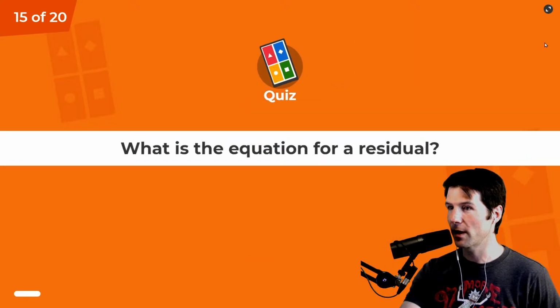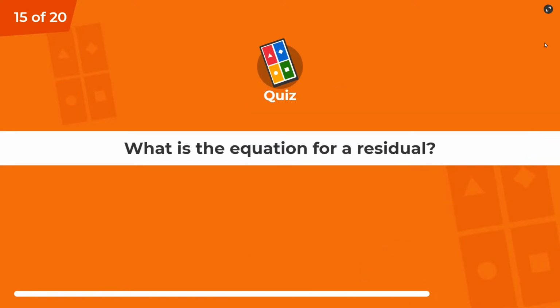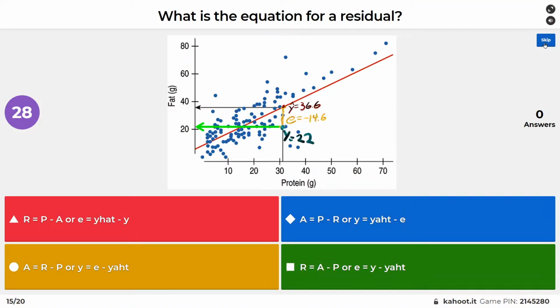Here we go. Let's find out the next question. What is the equation for a residual? Lots going on the screen right now. This is what you should remember from the slides right here, talking about residuals. We're going into some chapter 7 right now. There's a lot to read. Now remember, we want to think about some sort of music right here.